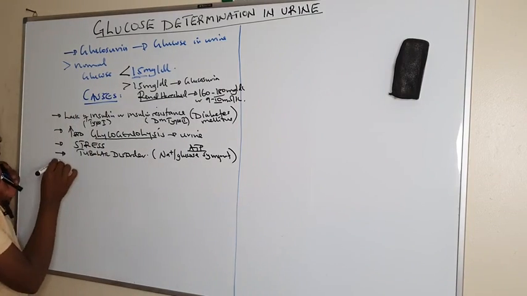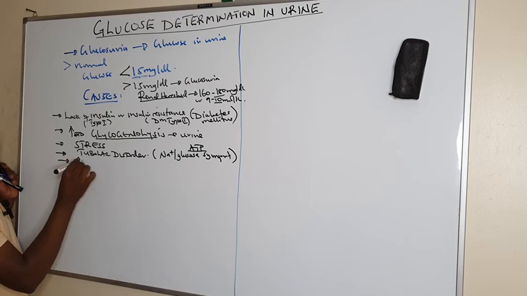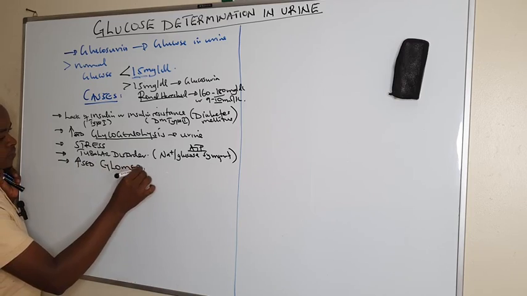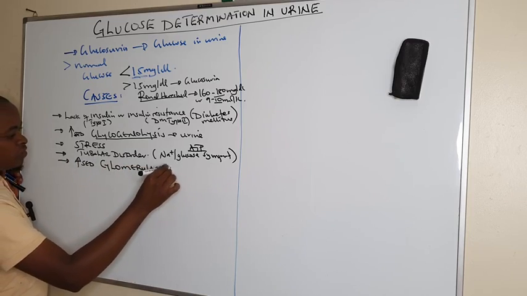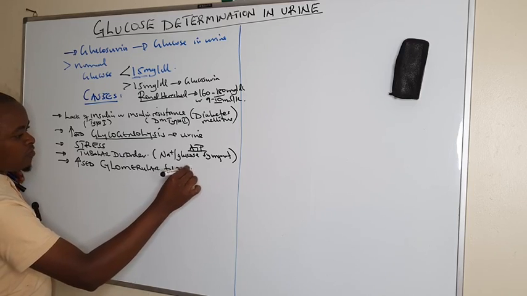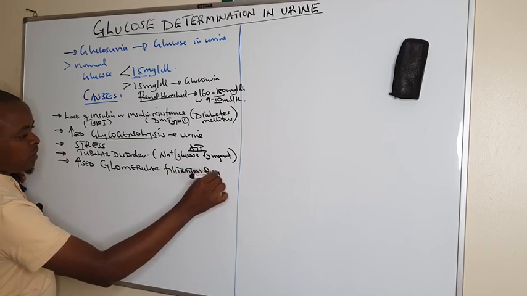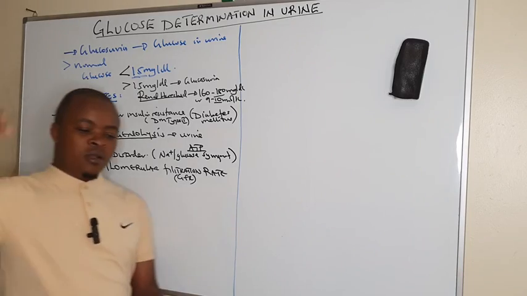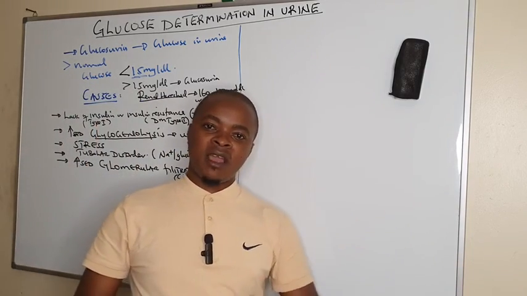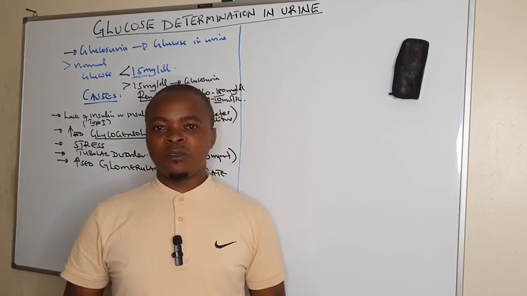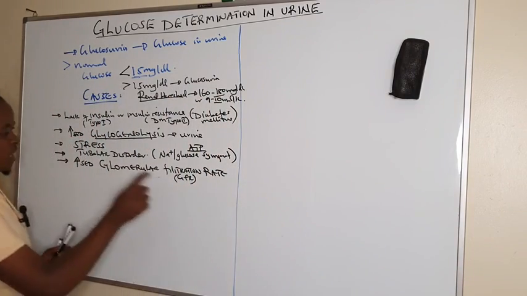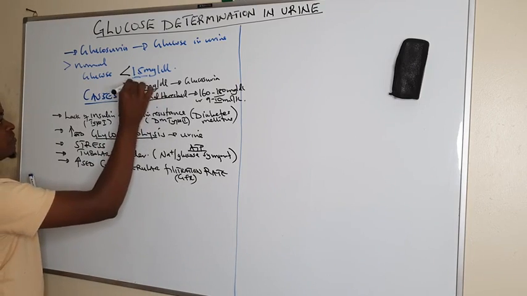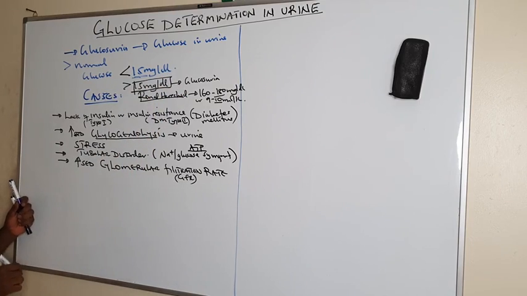And another cause can be increased glomerular filtration rate. If glomerular filtration rate, which we abbreviate as GFR, is high, meaning more of the glucose is being filtered than what the kidney tubules can reabsorb. So it can lead to appearance of glucose in urine at level beyond 15 milligrams per deciliter.